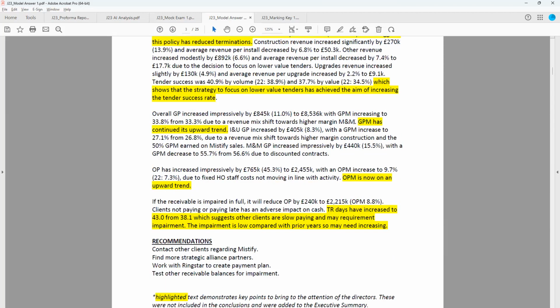Similarly with gross profit, we had gross profit and the reason. Then we've added in the point about the trend that wasn't in the conclusions, because we wanted to keep our conclusions nice and concise. And we've added this in the exec summary, and similarly with operating profit as well. And then with the receivable impairment, we said in our conclusions the impact on operating profit and the impact on cash, and that's all we had in the conclusions.